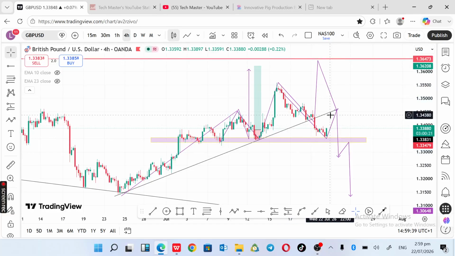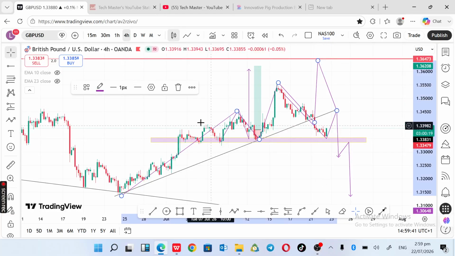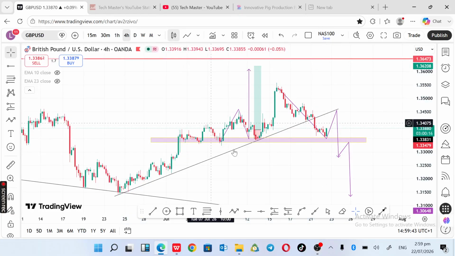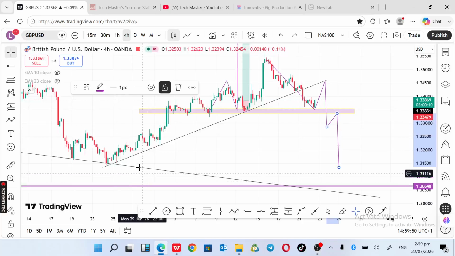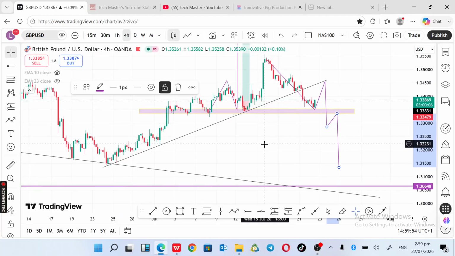So this is how we'll be looking at this market if the direction changes. But for now, we will not be able to enter any sell or buy until we have this break of structure being respected and maintained. Once that break of structure is maintained and respected, then we can move on to another pair.